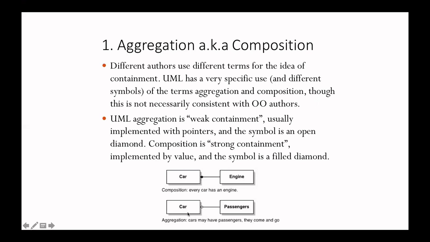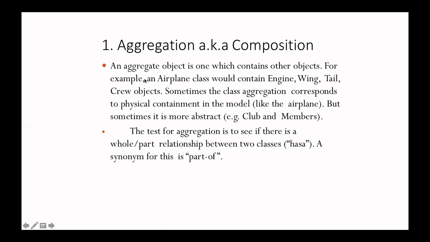And aggregation: car passengers. In aggregation, a car may have passengers, they come and go, so composition is a strong containment as compared to aggregation. An aggregation object is one which contains other objects. For example, an airplane class would contain engine, wing.